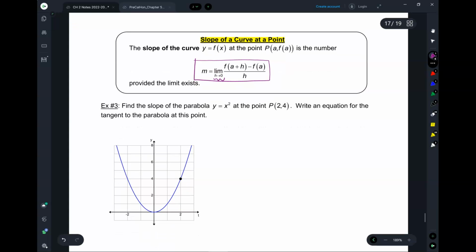Okay, so this is how you find slope at a specific point.